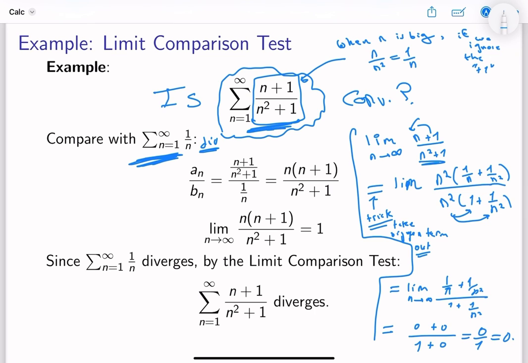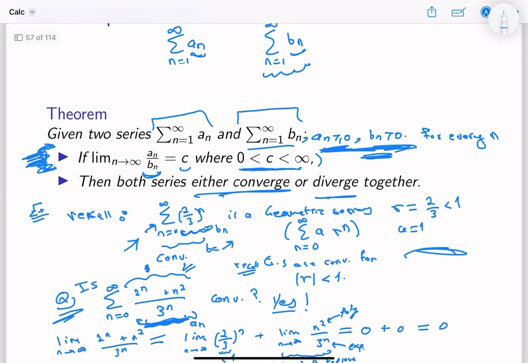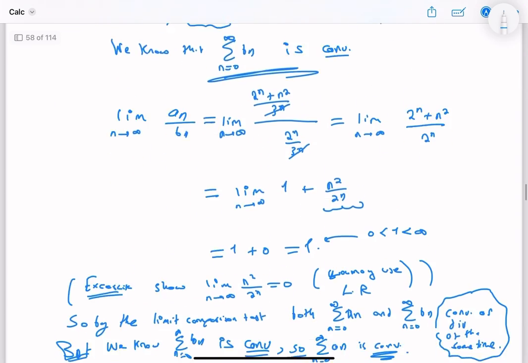So let us see what the limit comparison test tells us. Let's call this thingy Bn, and let's call this thingy An. Again, here's the statement of the limit comparison test. You need to check that the limit of the ratio is equal to a constant that is not 0 and not infinity, strictly between these, and then both series will behave similarly. They both converge or both diverge. And we need to check also that they're positive. So let us do that.